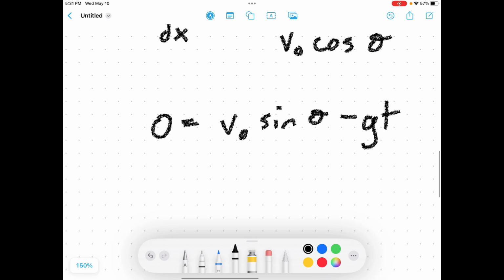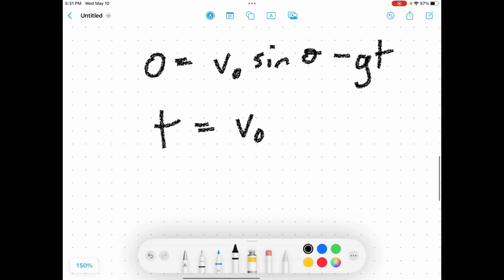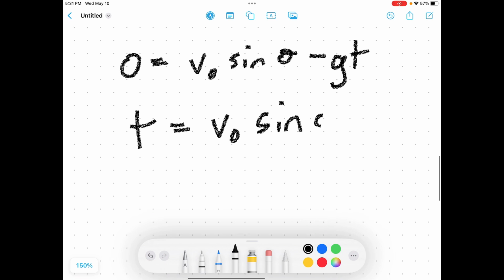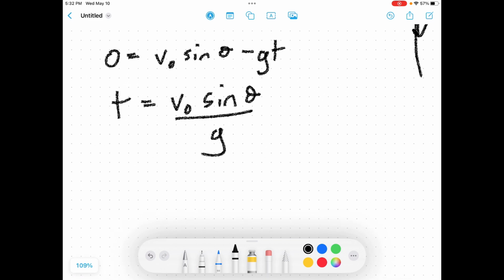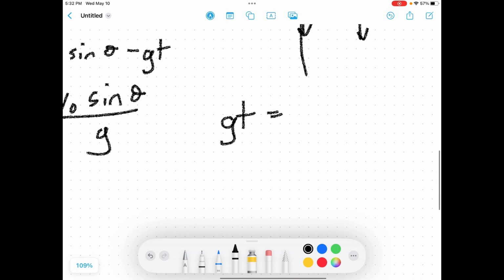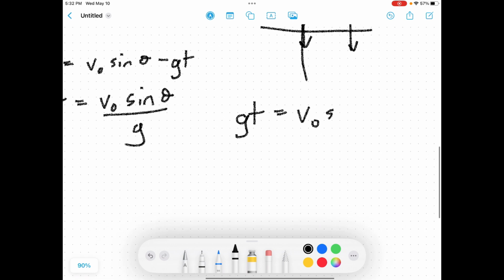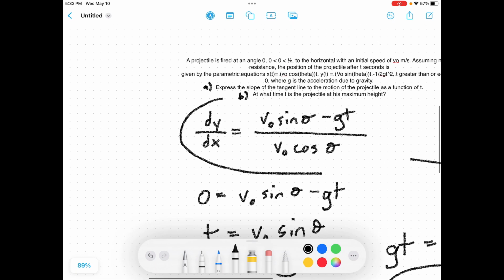So we have to find what t equals. So using basic arithmetic, we would get t equals V0 sine of theta over g. So now, what we could do, if you wanted me to break it down, I could add the gt over, so it'd be gt equals V0 sine of theta, and then just divide the g over, and then that would be t equals V0 sine of theta over g. And these are your answers to part A and part B.